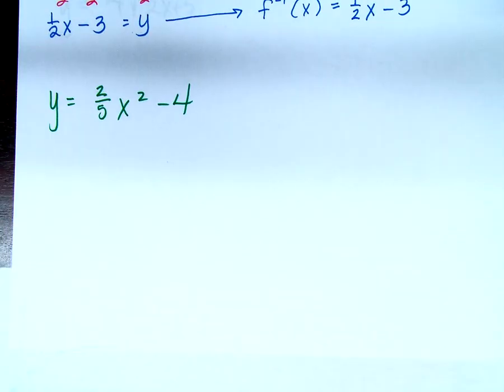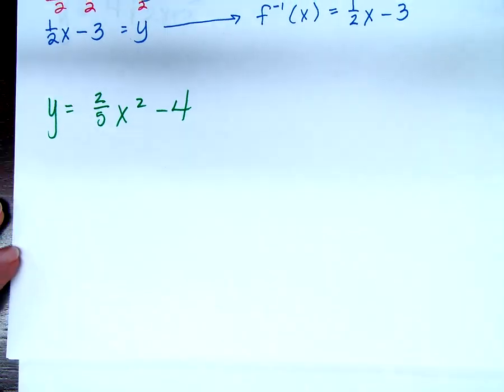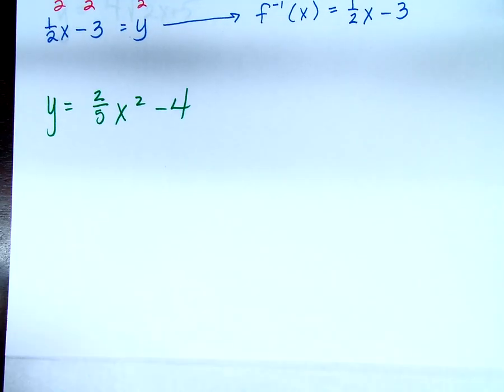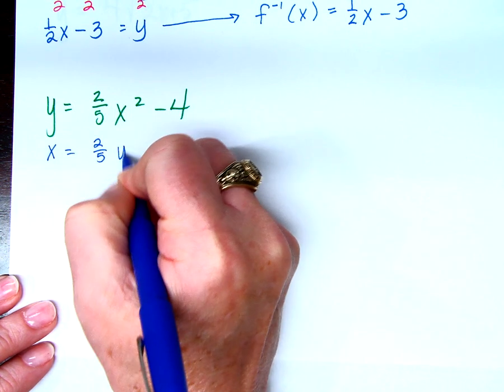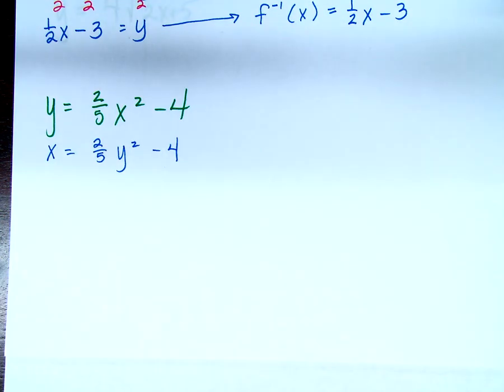What about this problem? y equals 2/5 x squared minus 4. How do I find the inverse? Switch the x and the y. That's the start, right? So x equals 2/5 y squared minus 4. And now what do I need to do? Solve for y, right? I switch x and y. When it's an equation, I switch x and y and solve for y. Okay?